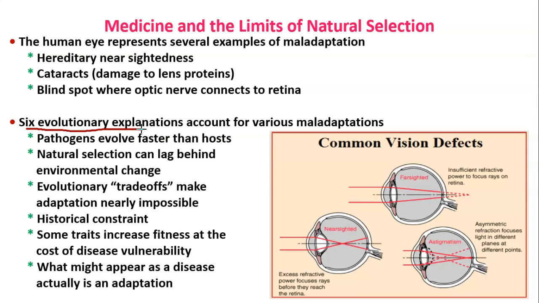And given our long generation time as human beings and relatively low numbers of offspring per reproductive effort, pathogens like bacteria and viruses completely blow us out of the water and, of course, evolve magnitudes faster than we do, as an example. Another aspect, number 2 listed here, is that natural selection can lag behind evolutionary change.